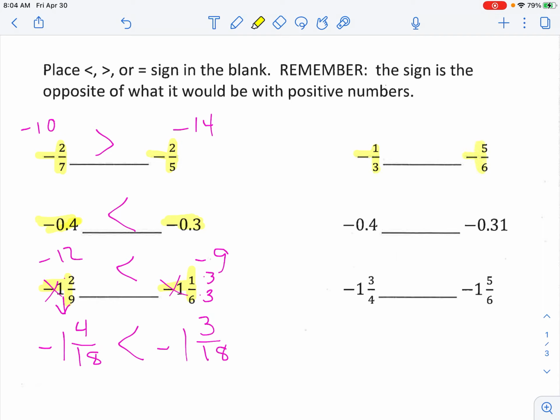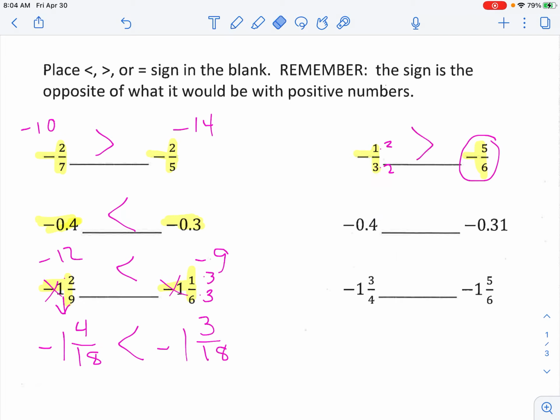-1/3 compared to -5/6. So again, we have two negative fractions with different denominators. You could find a common denominator, so we could use the denominator 6. I would do 3 times 2 and 1 times 2. So -1/3 equals -2/6. So now I'm comparing -2/6 to -5/6. -2/6 would be to the right, so that would be greater than -5/6.